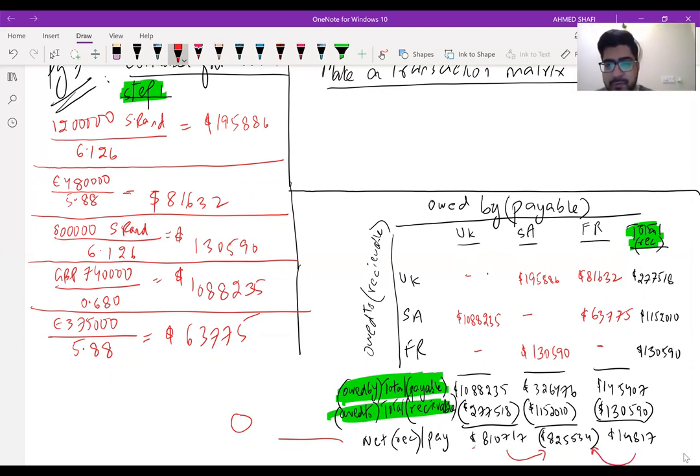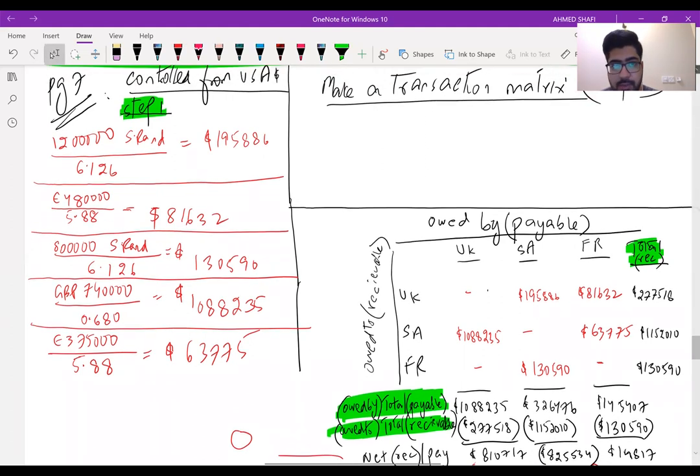And instead of five transactions, you will only deal in two transactions. France will pay, UK will pay, and South Africa will receive what is receivable, and that's the transaction. Okay, so this is how netting works. Hope you understood it. So just need to copy this: convert all intercompany balances into one currency, step one, and then make a transaction. Okay, please copy this so that I can give you another question.